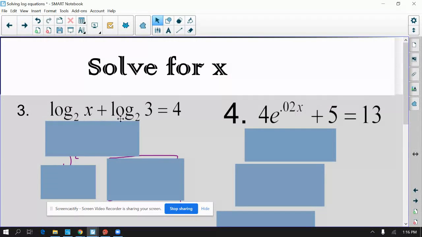Problem 3, a log plus a log equals 4. So an exponent plus an exponent equals 4. Remember, if you add exponents, you must have multiplied. So I hope you can guess what's underneath here. Log base 2 of 3x equals 4.